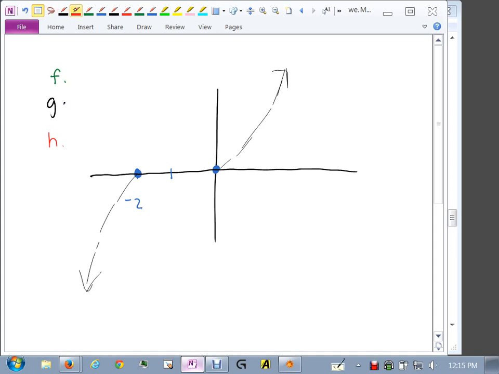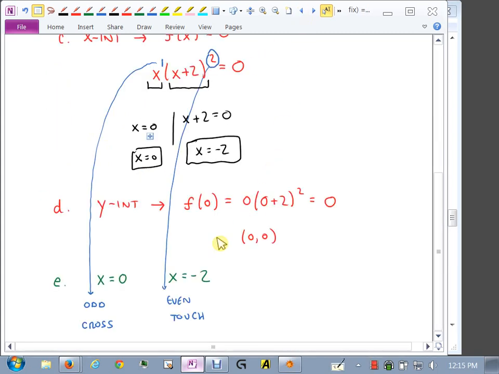Part H, what do? Connect the dots with a smooth continuous curve, being sure to follow the crossing and touching characteristics. So what was I supposed to do at -2? Touch or cross? Cross, touch, cross, touch. At -2, I was supposed to touch.